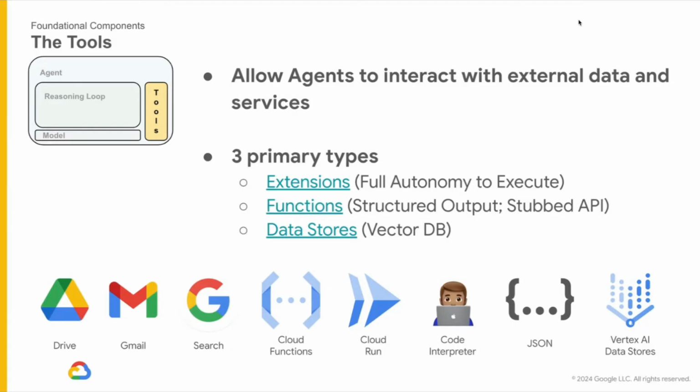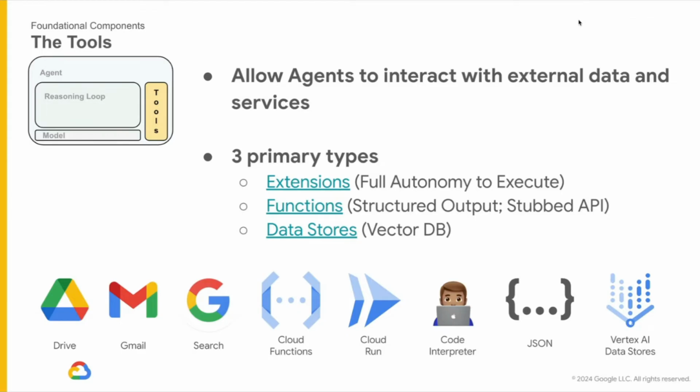We have extensions, and we'll talk a little bit more about these in detail. But extensions are essentially fully autonomous, executable endpoints. So we're telling the agent, if I give you an extension, you get to choose when you use that, how you use that, whatever you want to do with it.